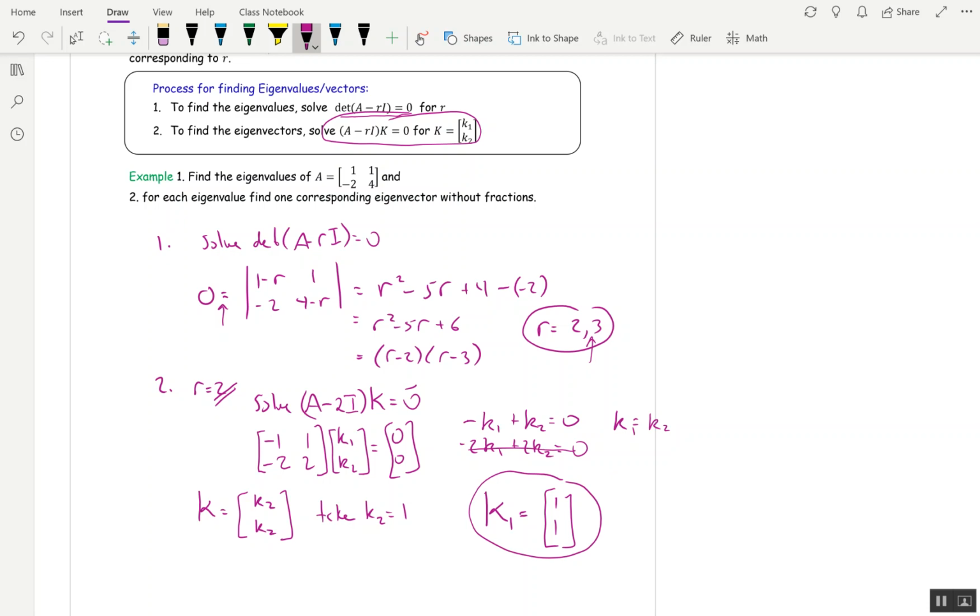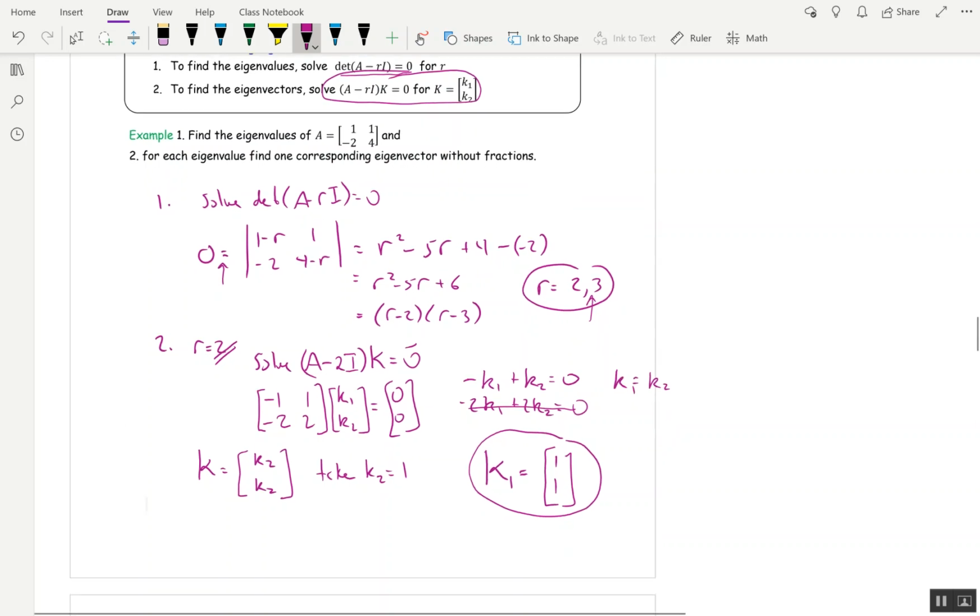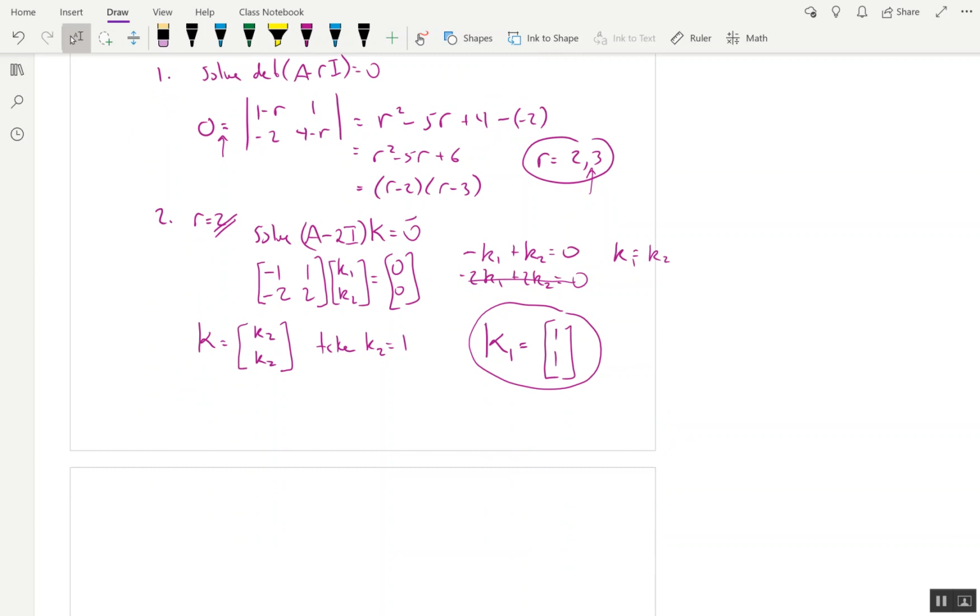All right, you might want to pause the video and make sure you can find an eigenvector for r equals 3. And then come back and I'll do it. So we're back. r equals 3. I want to solve, and I'm going to want to see this in your work. When you do your next test, I'm going to want to see all this stuff.